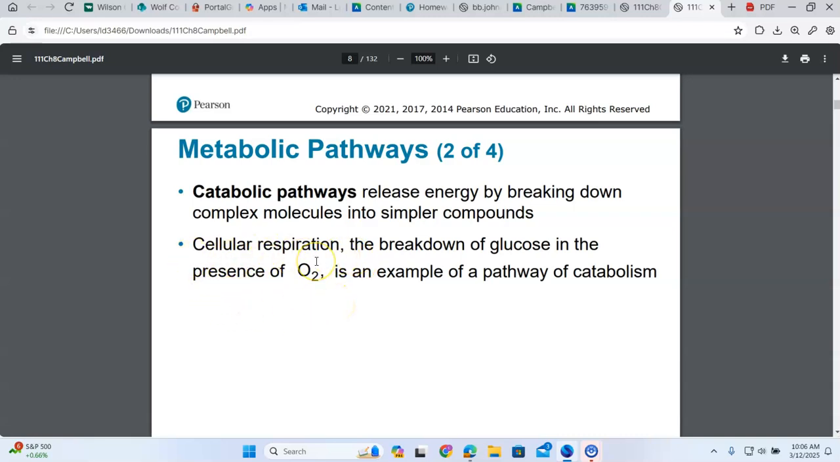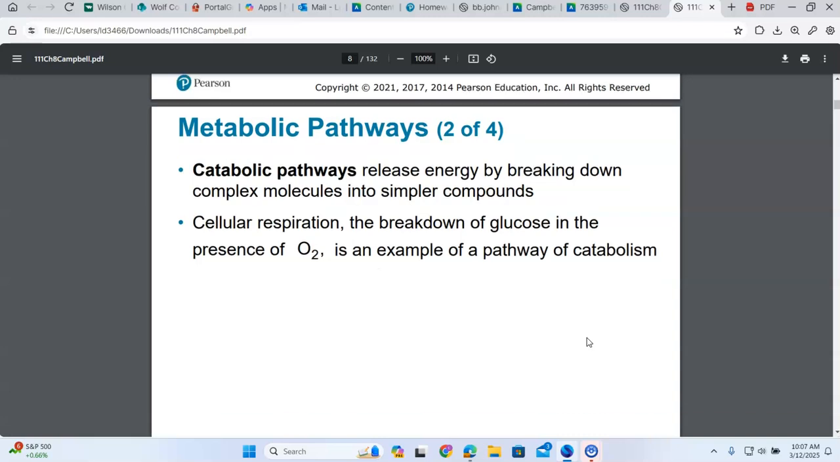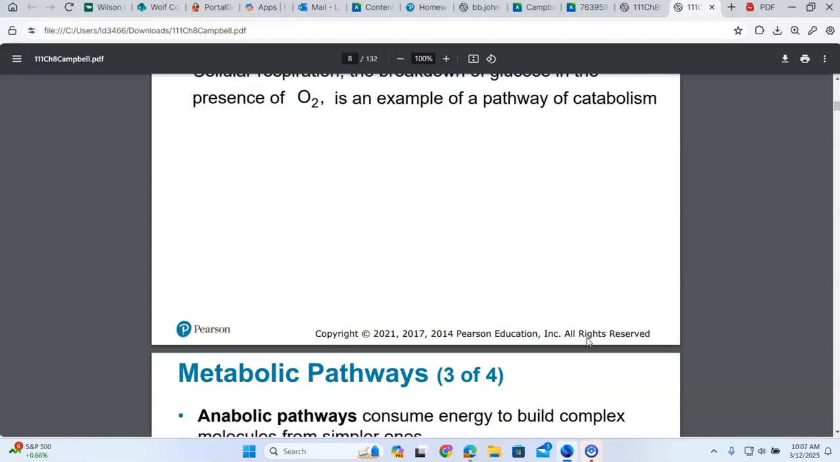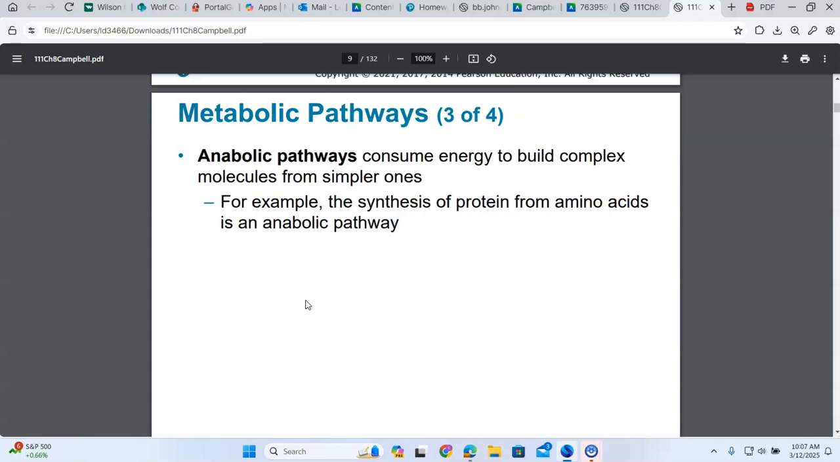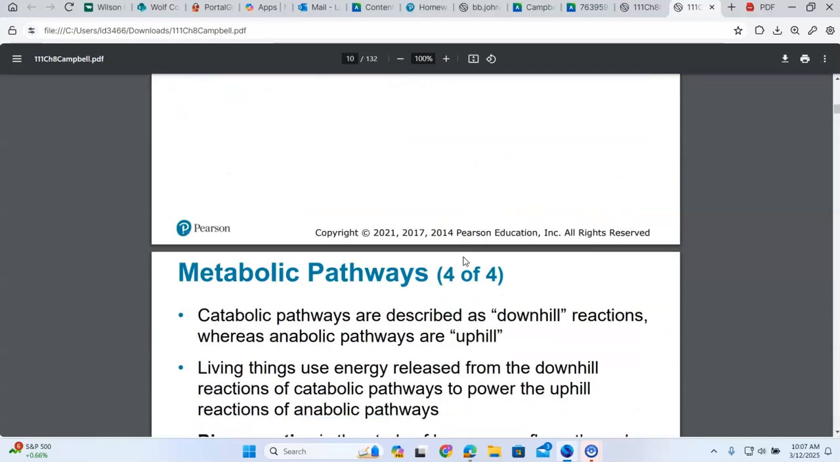Cellular respiration is one of those metabolic pathways where you start with glucose and you end up with carbon dioxide and water. But it's a series of steps, and every single step in the pathway has an enzyme that catalyzes it. Anabolic pathways are the pathways which build larger or more complex molecules. Photosynthesis is an example of an anabolic pathway, whereas cellular respiration is a catabolic pathway. Synthesis of a protein from amino acids is also an anabolic pathway.